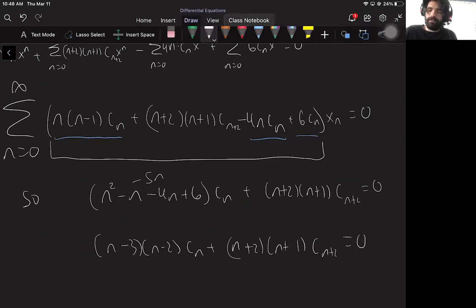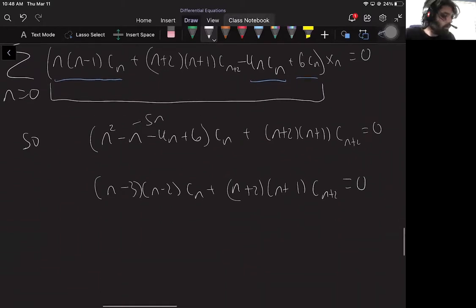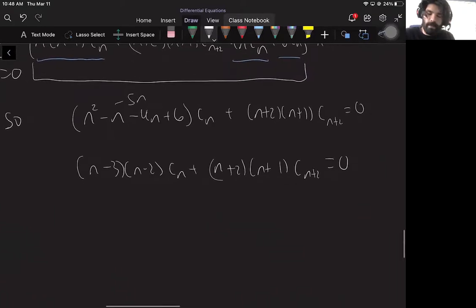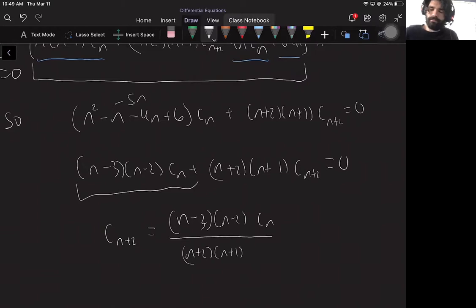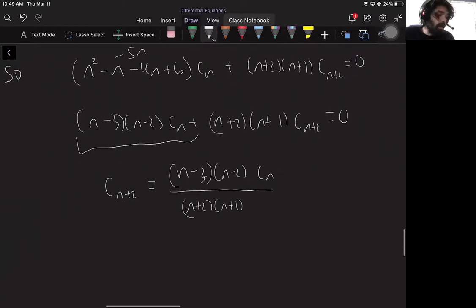And now we get this. Okay, so now I'm going to write the next term in terms of the previous one. So I'm going to solve for c_{n+2}. I subtract this guy over, and then I divide by (n+2)(n+1). And this is what needs to happen for n equals 0, 1, 2, and so on.